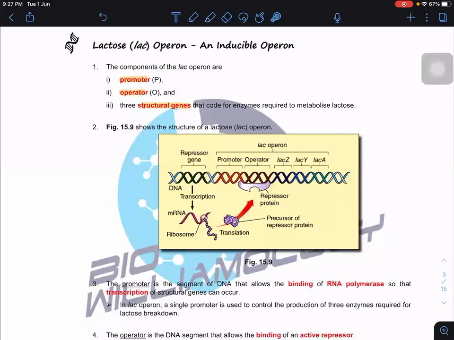To control the Lac Operon, we need to have the repressor gene or regulatory gene. In our syllabus, we call it the regulatory gene. For this regulatory gene, transcription always takes place to get the repressor protein. This repressor protein binds to the operator. Therefore, the operon is now switched off. Why switched off? Because RNA polymerase cannot bind, therefore no transcription.